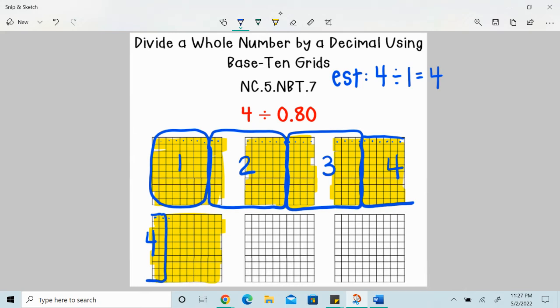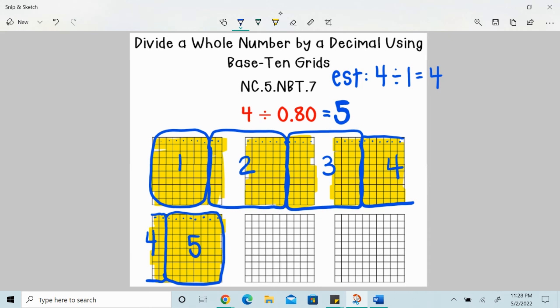And I can see that I have exactly 8 tenths or 80 hundredths left here. So I can go ahead and circle that last group of 8 tenths. And I can see that I have made 5 groups. So again, what this division expression means is how many groups of 80 hundredths were there in 4 wholes? And we can see here that there were 5 groups. So that lets me know that 4 divided by 80 hundredths is equal to 5.